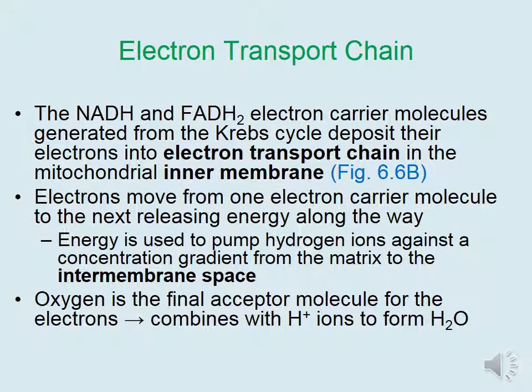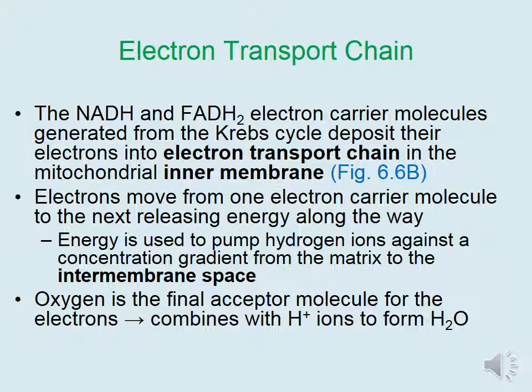The NADH and FADH2 electron carrier molecules generated from the Krebs cycle deposit their electrons into an electron transport chain located in the mitochondrial inner membrane. The electrons move from one electron carrier molecule to the next, releasing energy with each passage along the way. This energy is used to pump hydrogen ions against a concentration gradient from the mitochondrial matrix into the intermembrane space. This concentration gradient will be used for the next step during cellular respiration to produce the most ATP so far.